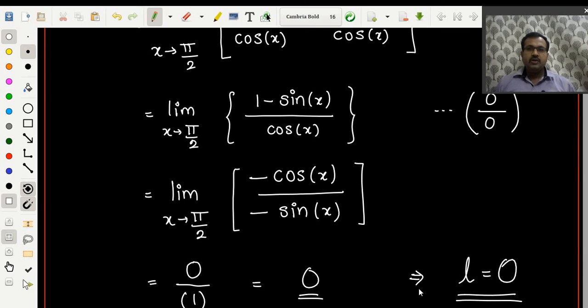So in this way, for evaluating the indeterminate form infinity minus infinity, we just need to use the adjustment so that the given function can be converted in terms of 0 upon 0 or infinity upon infinity for evaluation. I hope you have understood this.